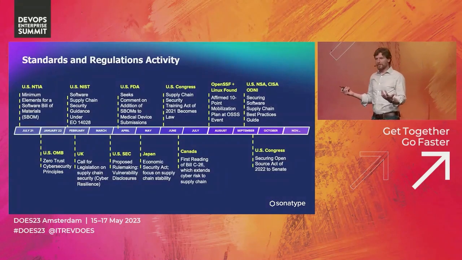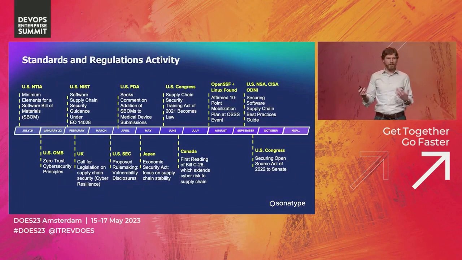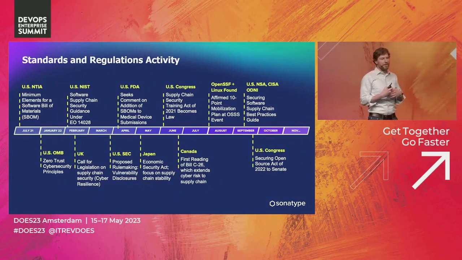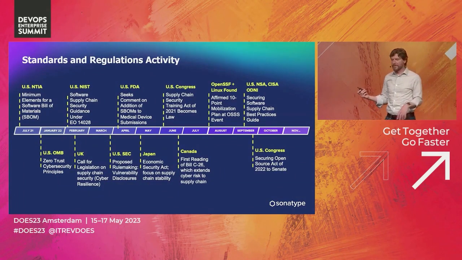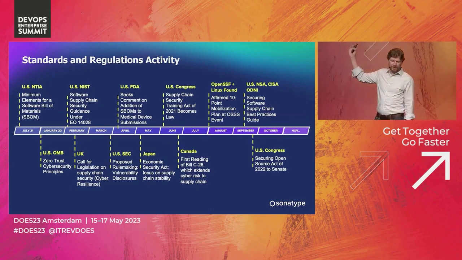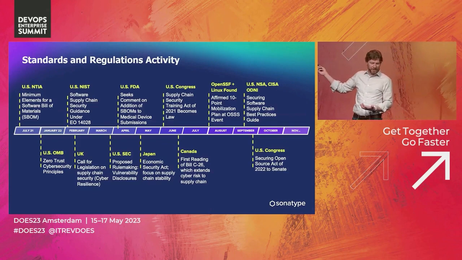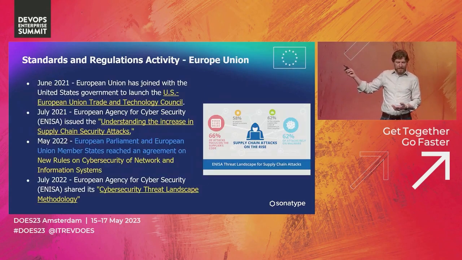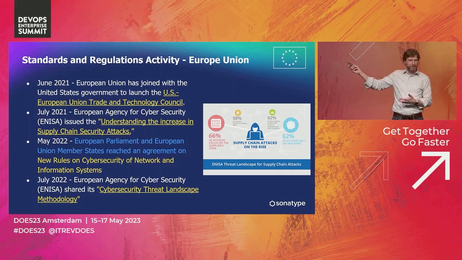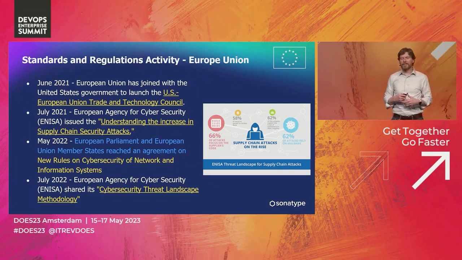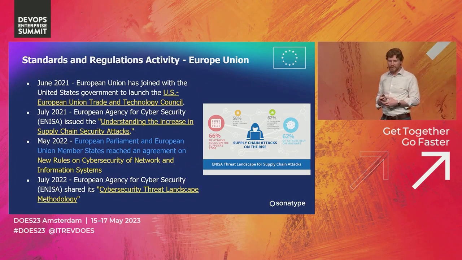But it's not just medical devices. There's a lot of discussion, legislation, and guidance coming out that applies generally to software. And so this is a timeline of developments in the US. I'm not going to step through everything. The point here is just there's a lot of discussion happening. In the European Union, there's been discussion with the US about coordinating efforts. The European Agency for Cybersecurity, ENISA, has produced guidance and been making steps towards additional rules and regulations in this space.